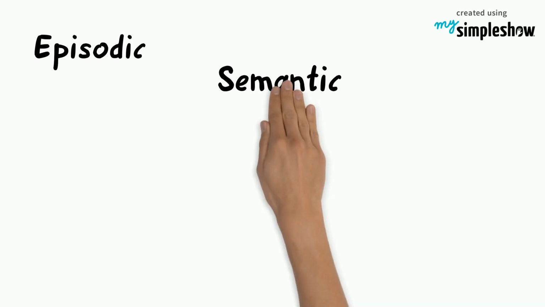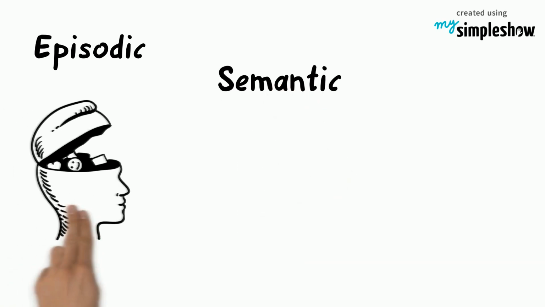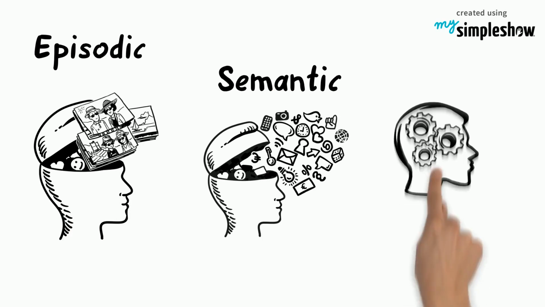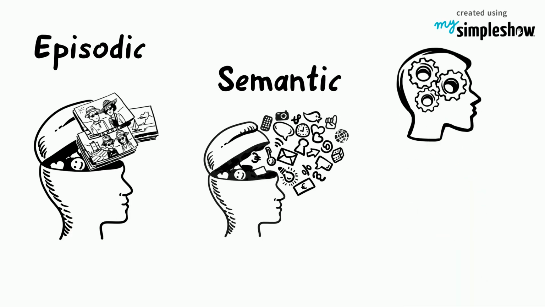Tulving distinguished between episodic memory and semantic memory. He noted that episodic memory and semantic memory differ in how they operate. They also differ in the types of information they process.